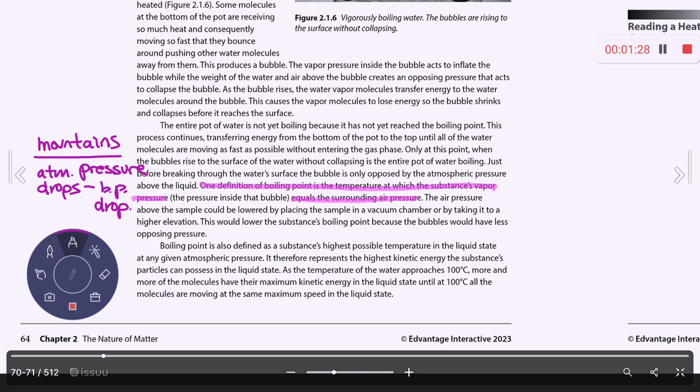Okay, so that other definition for boiling is right here. The highest possible temperature in the liquid state at any given atmospheric pressure. Okay, so the normal boiling point of things happens at sea level. And that's because we are 0 feet above sea level. That's just what they refer to it as. And then I'll show you a diagram of that in a later chapter.